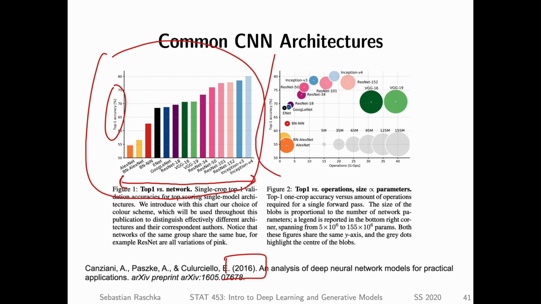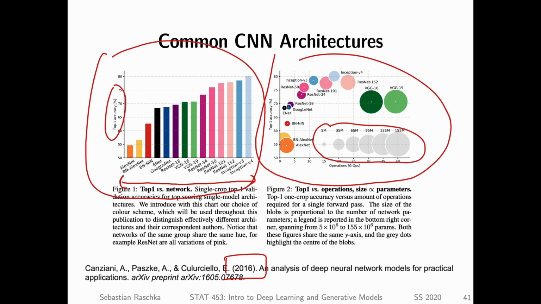The right hand side is a little bit more interesting. It also shows the network size, so how many parameters it has. The diameter of each circle, as the legend shows, indicates how many parameters the network has. You can see AlexNet should be somewhere in here. Yep, there's AlexNet. I would say it has about 65 million parameters and about 55% accuracy. This was back then a pretty good network, but of course there are better networks.